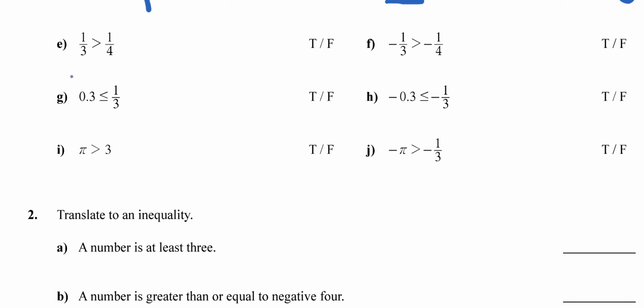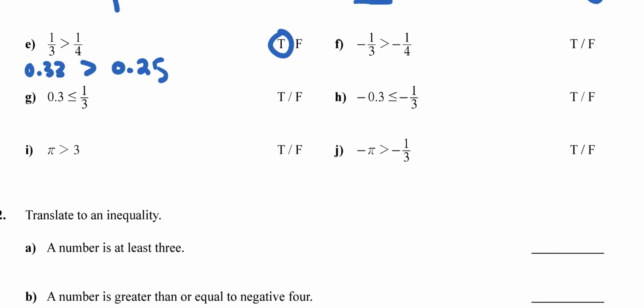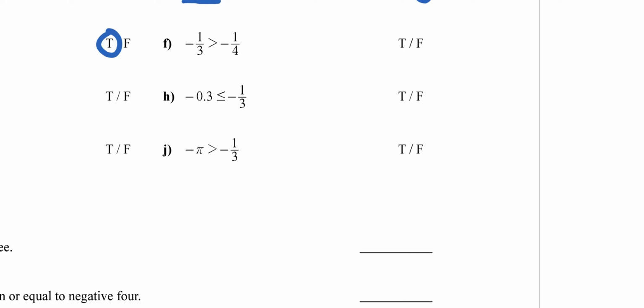Well, 1 over 3 is going to be roughly 0.33. Is that greater than 0.25? And that one is true. Moving on to letter F, is negative 1 over 3 greater than negative 1 over 4? Well, negative 1 over 3 is negative 0.33. Is that going to be greater than negative 0.25? Well, this statement is going to be false.